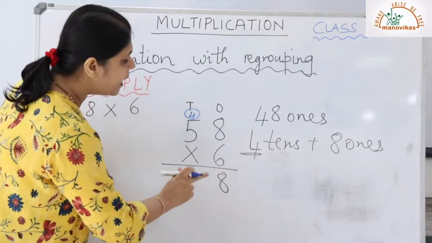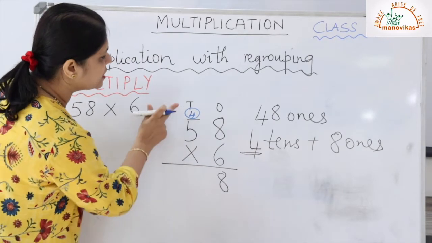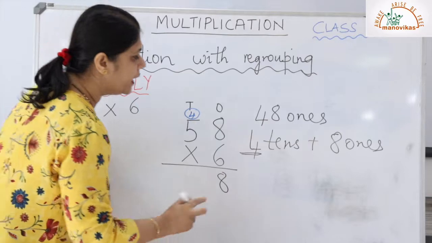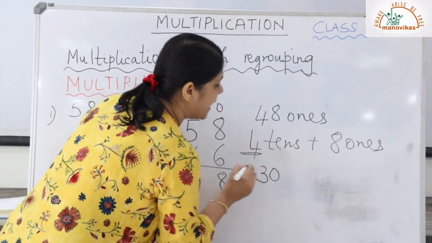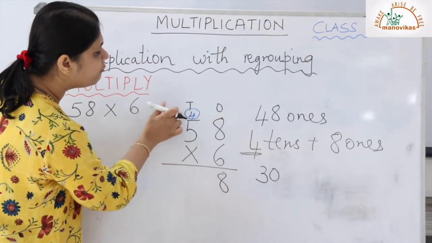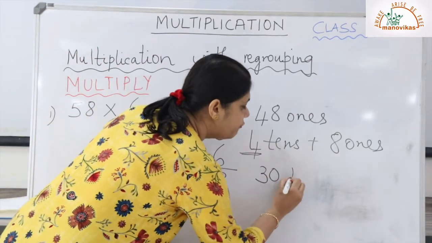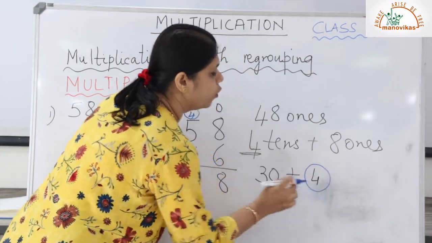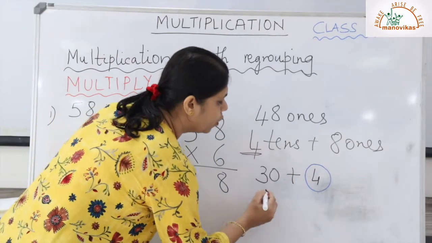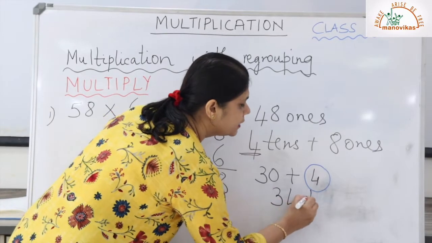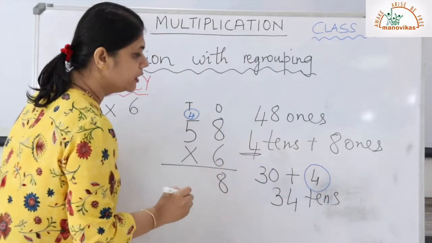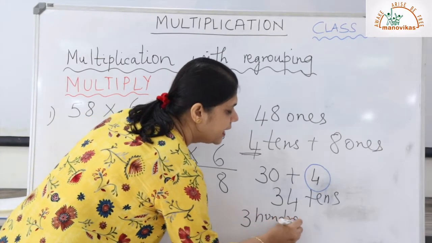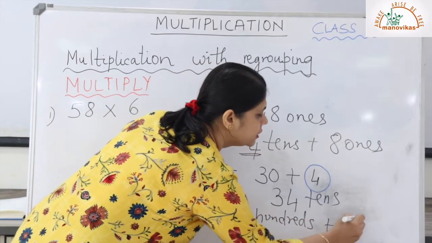Now again multiply 6 with 5, which is in the tens place. Now 6 5s is how much, children? 30. Yes. Now remember we have carried over 4 here. So don't forget to add the carryover. What is the carryover? 4, right? So 30 plus 4 is 34 tens, which is equal to how much? 300s, correct? And 4 tens.